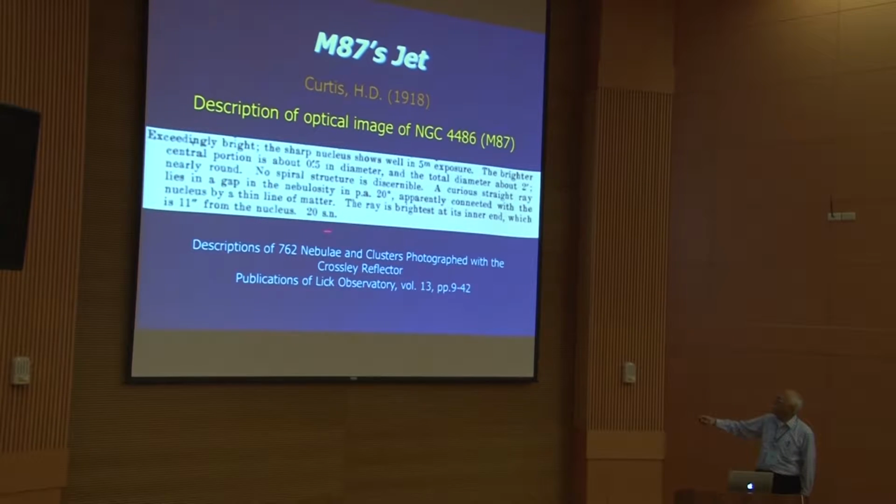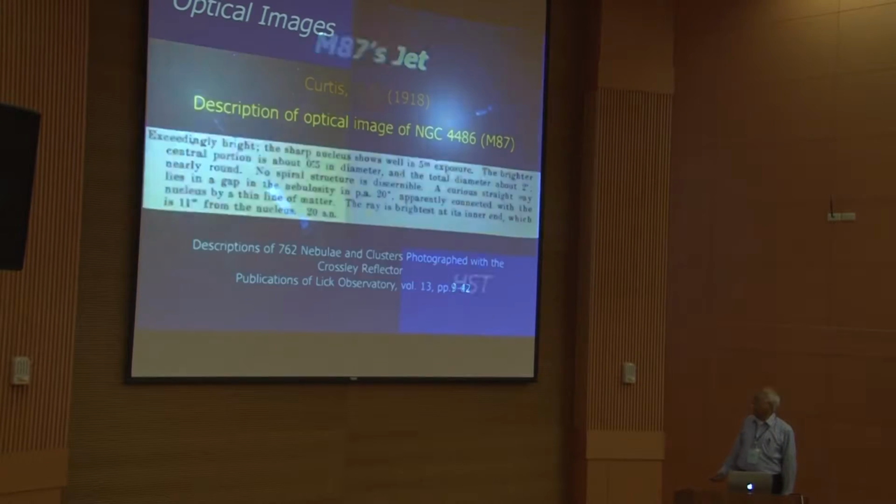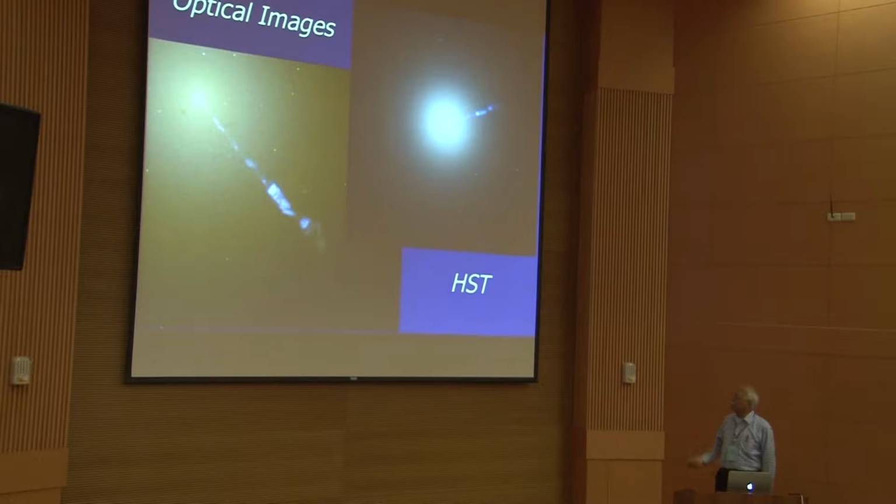These are the sentences here. "A curious straight ray lies in a gap in the nebulosity at position 920, apparently connected with the nucleus with a thin line of matter." That is the jet. Okay? That's the jet that we have been discussing a lot at this meeting, and is going to be the focus of my talk today. This jet, as you know, has now been observed in not just optical, but a whole series of different bands. So the optical itself, an HST image, sort of looks like this. This is really what Curtis saw at much lower resolution.